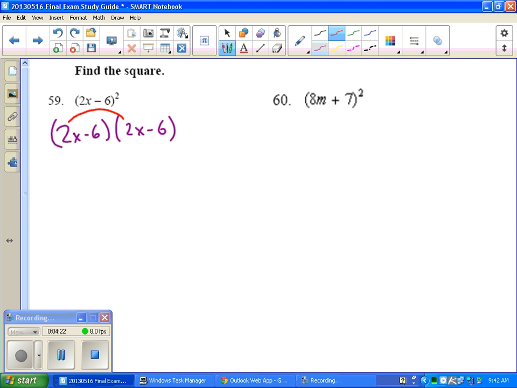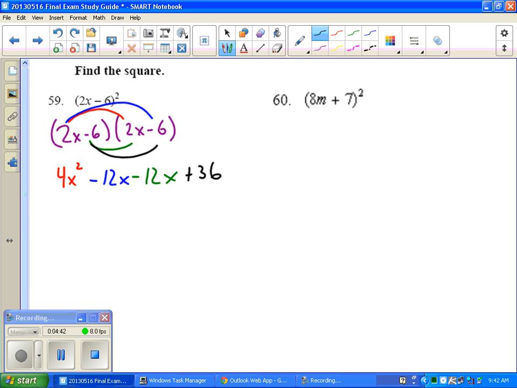2x times 2x is 4x to the 1 plus 1, which is x squared. Your outer terms are next. 2x times negative 6 is minus 12x. Your inner terms are next. Negative 6 times 2x is negative 12x. And your last terms are at the end, negative 6 times negative 6, which is a positive 36.